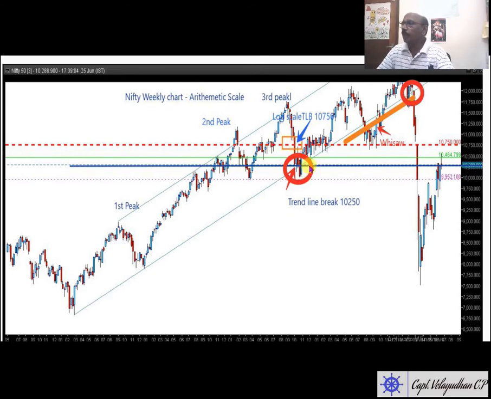And here is checking support again, then moved up again, broken. So this is zigzagging, so it is not much valid there. So this point is a valid point, trend line break point. And here it is taking resistance here. So this is the way to understand log scale and arithmetic scale. Log scale gives a little more earlier warning, and you get the advantage of a few points more when you use the log scale.